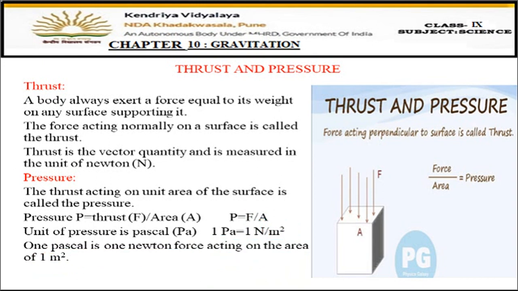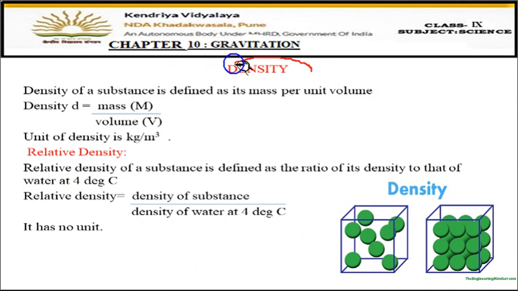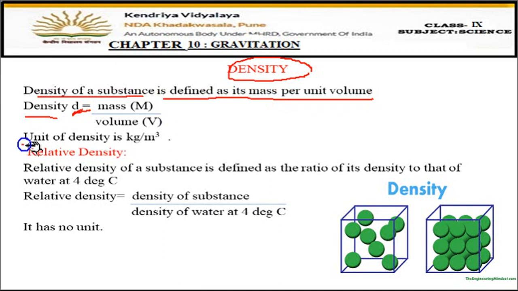Now, next is density. Density of a substance is the ratio of mass and volume. Density of any substance can be defined as its mass per unit volume. It is denoted by the symbol small d. So d is equal to m upon V.